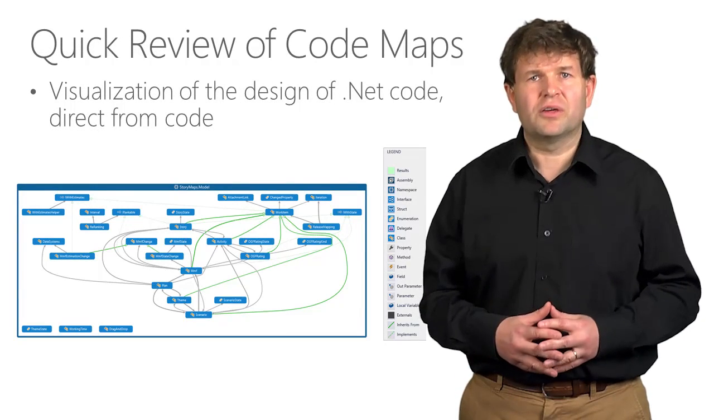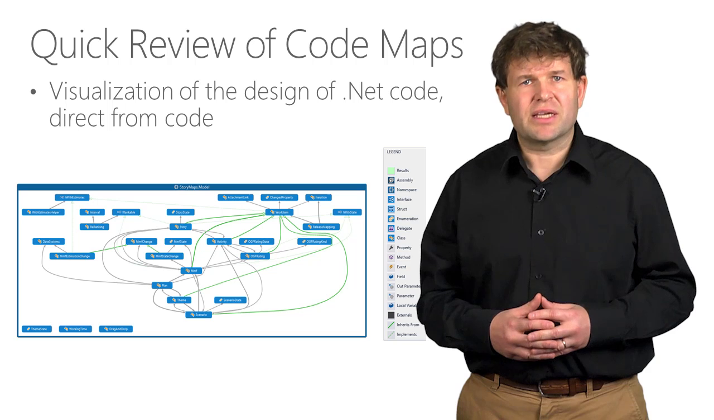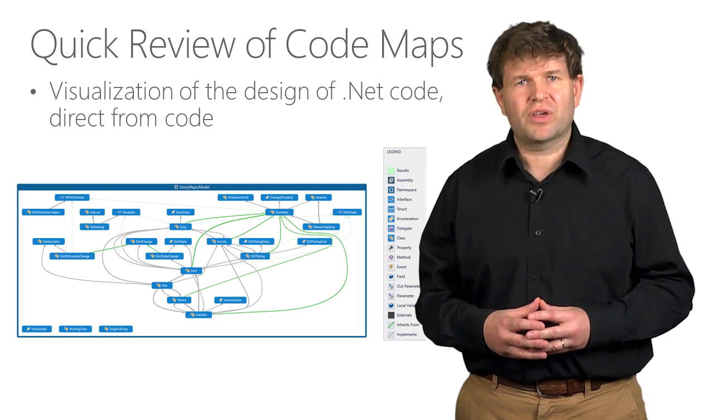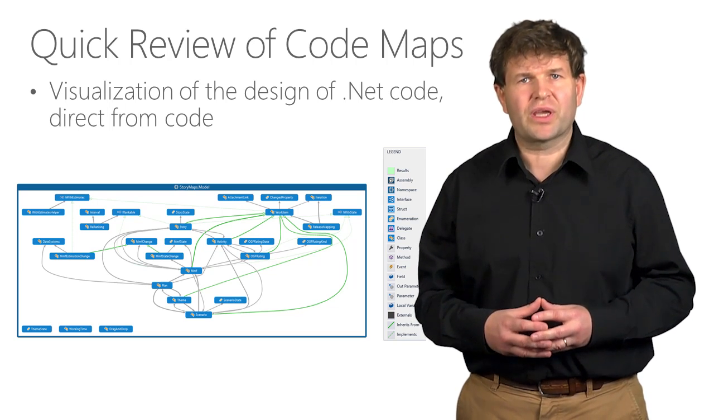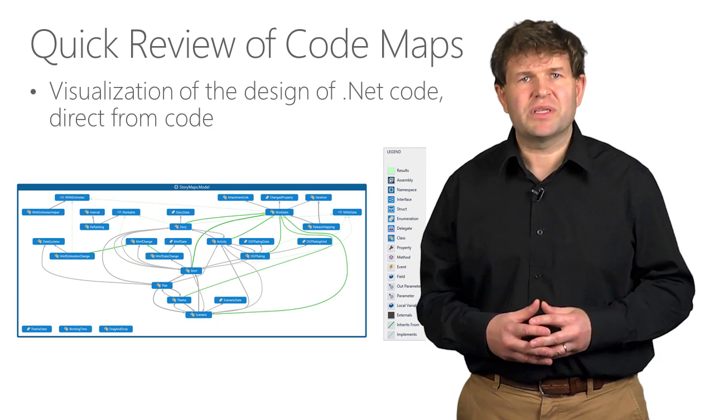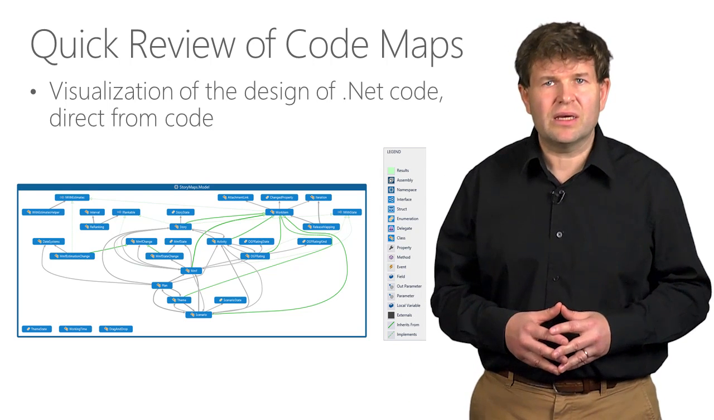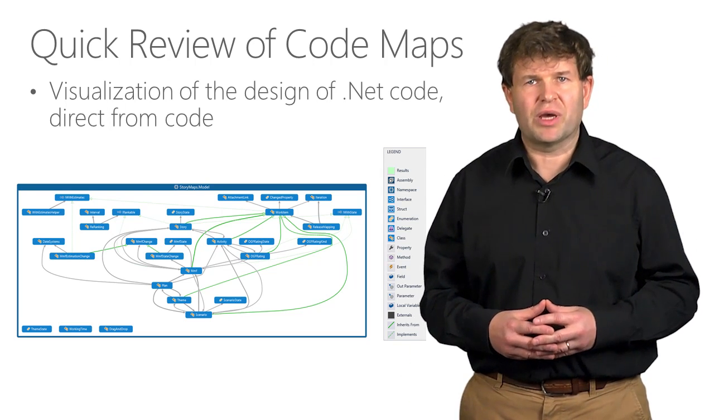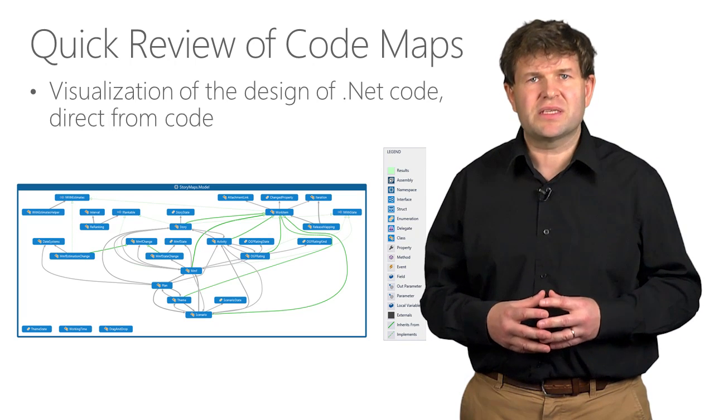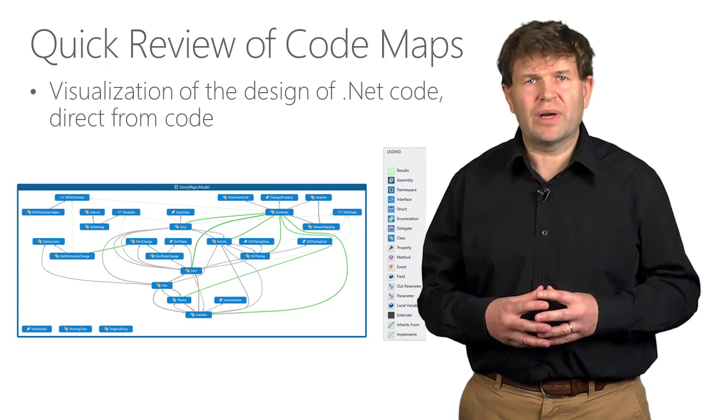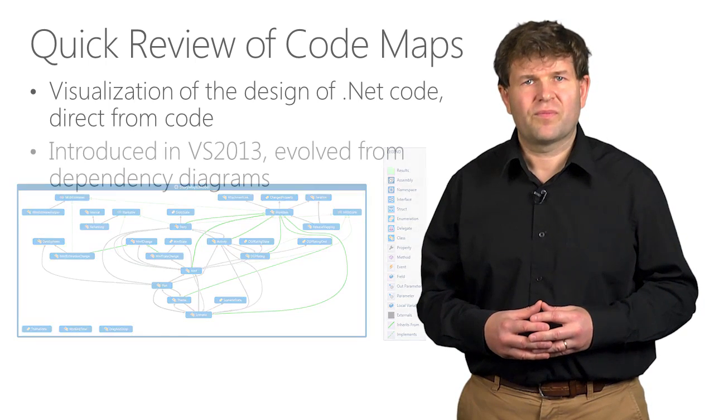So what are code maps? They are visualizations of the design or architecture of code taken direct from the code, focusing on code elements and the relationships between them. The map I'm showing you here is one that we're going to create in the demo and shows classes and interfaces in a namespace and some of the relationships between those.